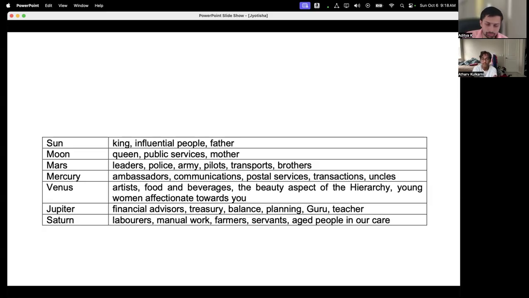So Sun gives power. So all the people in power: kings, influential people sitting in the government, CEOs of companies, CTOs, CFOs of companies. Your father at home, who is the most influential person in the house? Father. Sometimes it is the mother. If it is the mother in that house, then basically the Surya is working through her. If it is the father, the Surya is working through him.